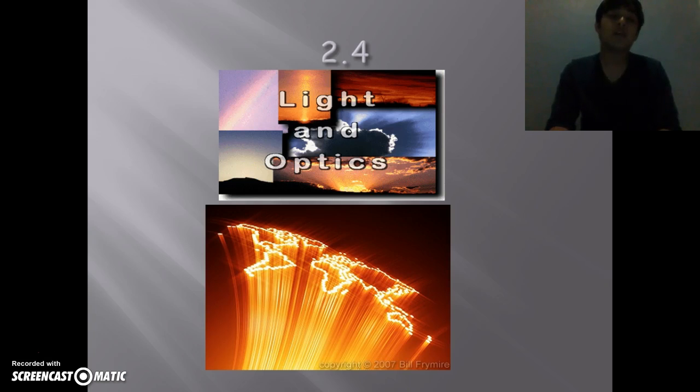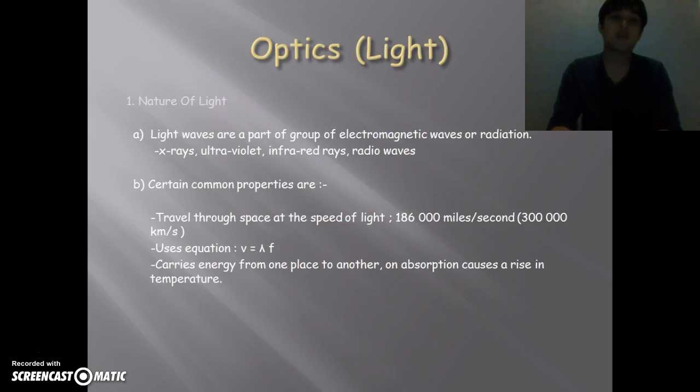First topic, we have light and optics. So number one, we have nature of light. The light waves are a part of a group of electromagnetic waves and radiation. Some examples of it are X-rays and radio waves. It carries certain common properties. It travels at 186,000 miles per second. It also carries energy from one place to the other.